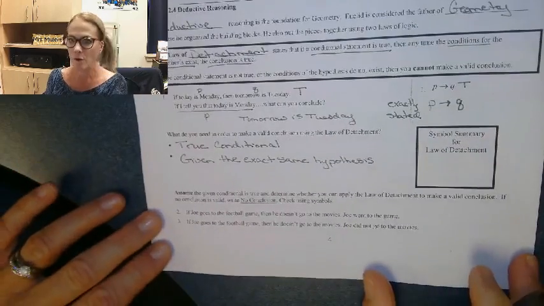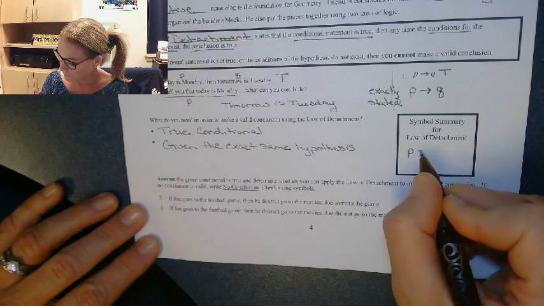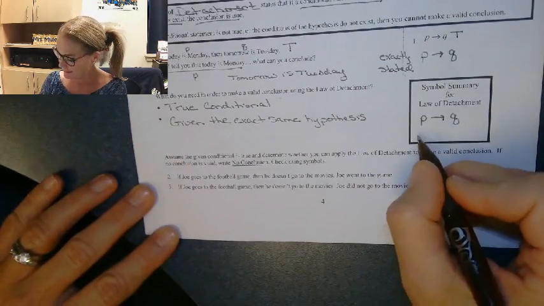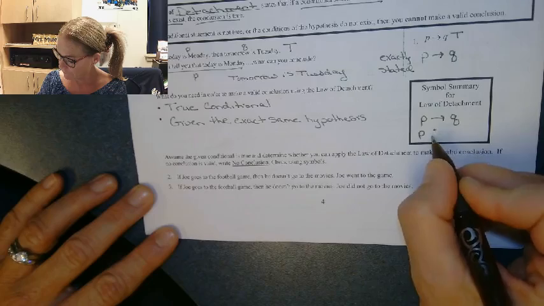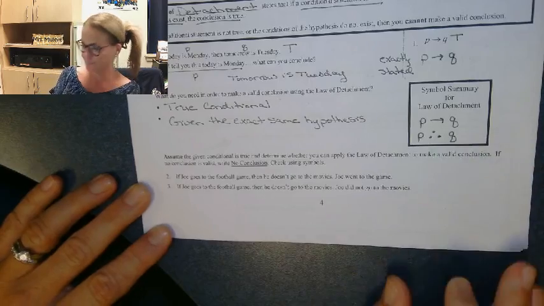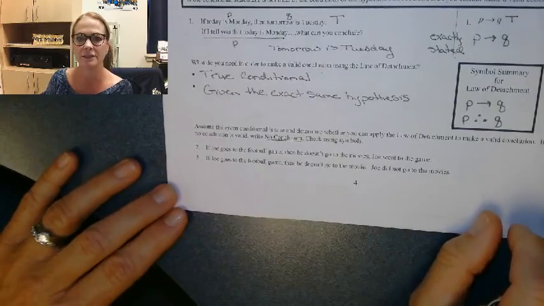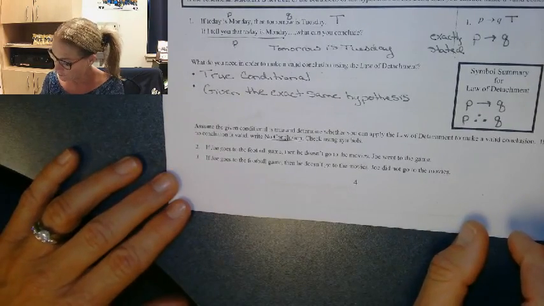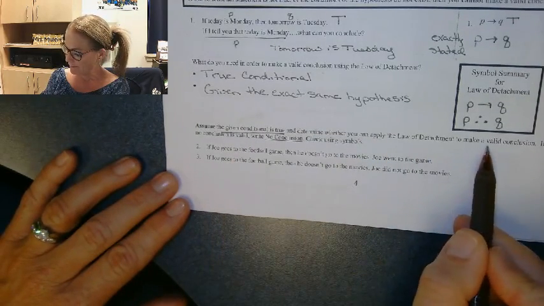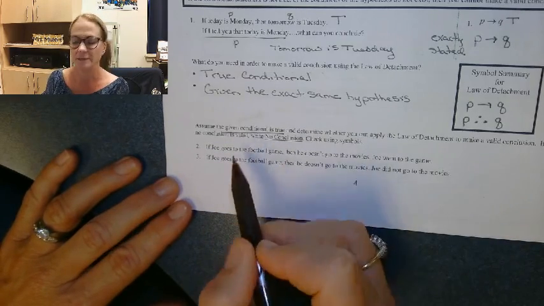All right, so simple summary would be you're given a true conditional, you're given the exact hypothesis, therefore you can conclude the same conclusion. Okay, so let's look at these two examples and then we'll go on to the law of syllogism. So assume the given conditional is true, all right? Perfect. And determine whether you can apply the law of detachment to make a valid conclusion. If no conclusion is valid, write no conclusion. Check using symbols.